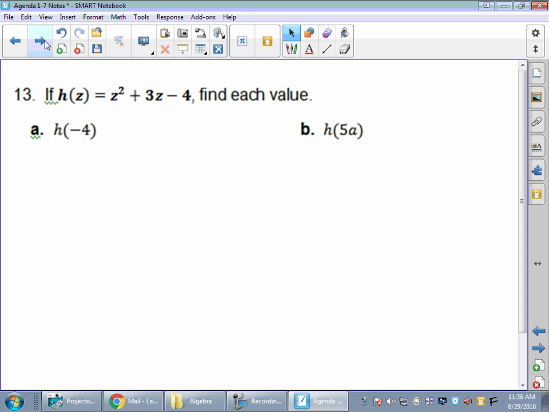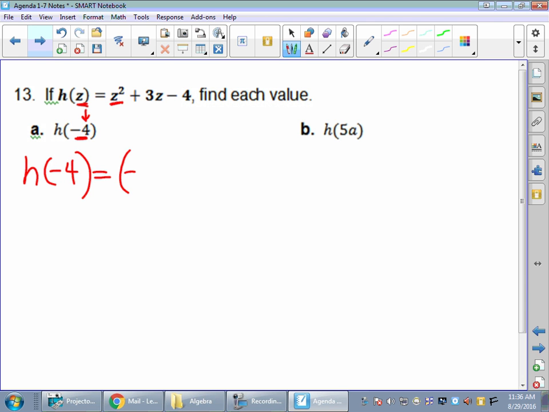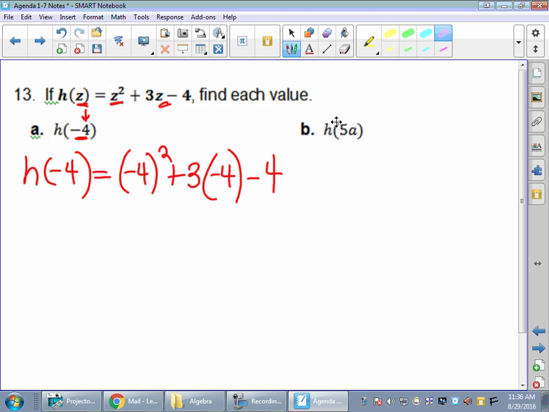So if I want to find h of -4, I'm going to do exactly the same thing. Wherever I see a z, I'm going to replace it with a -4. So h of -4 is equal to -4 squared plus 3 times -4 minus 4. There's a lot of 4's in here. But notice I did substitution with those z's in the problem, and I put -4 in there and -4 in there. So now I'm going to just do the math.